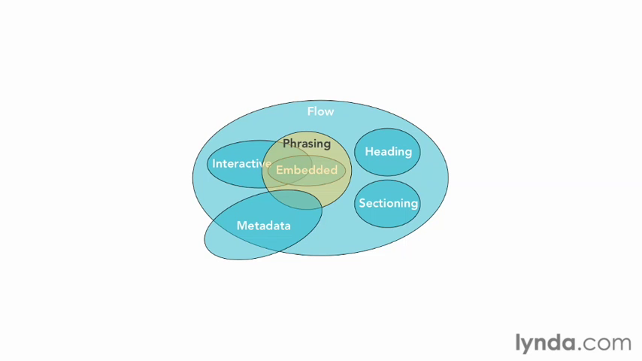This includes images, hyperlinks, form elements, text markup like B and I elements, and pretty much anything else you can put in a paragraph. Heading content includes the heading elements H1 through H6 and the new H group element. Sectioning content includes the new sectioning elements, article, aside, nav, and section.